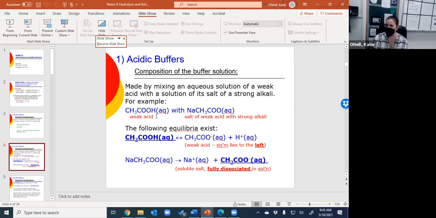So if we put these two things in solution, we're going to get two specific reactions. Each one of them will have their own dissociation reaction. The weak acid, the CH3COOH, acetic acid, will have a reversible reaction, forming the acetate ion and dissociating that acid, that proton will come off. But as a weak acid, we know that it's going to have a very poor level of dissociation. Organic acids specifically have almost a negligible dissociation.